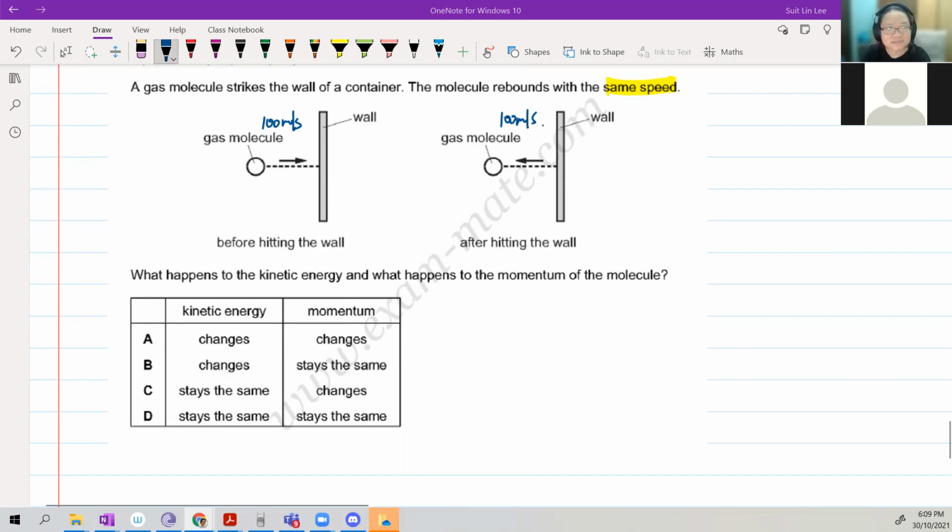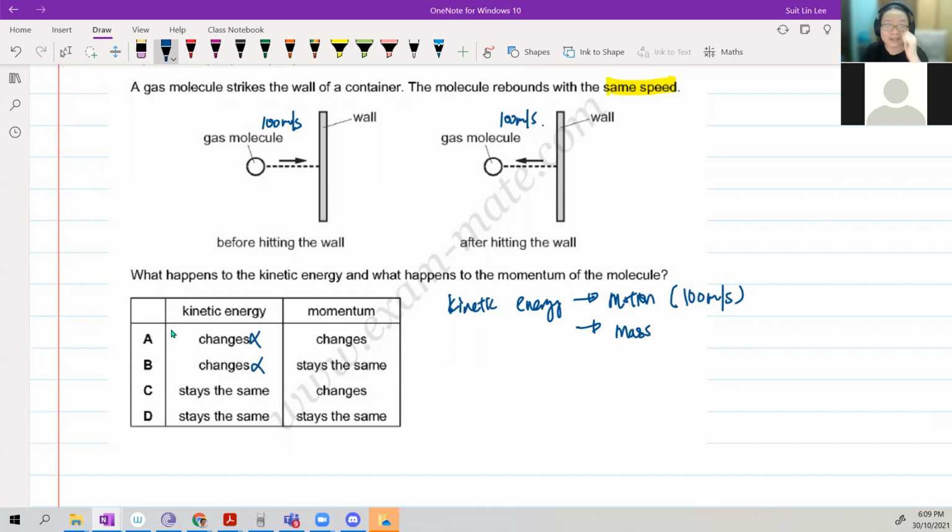Okay, first things first. I'm pretty sure that kinetic energy will stay the same, because kinetic energy is due to motion. And the quantity that represents motion is 100 meters per second, same speed. And the mass is the same. So the object didn't become more massive, requiring more energy. Makes sense, right? If you want to push a bowling ball versus a tennis ball, of course, the bowling ball will need more energy. So motion, mass, the same. So this one should be the same.